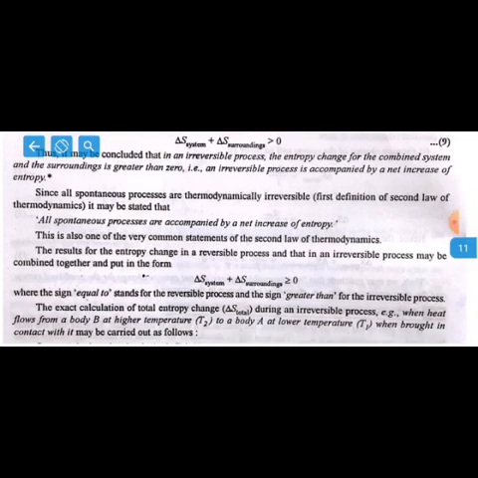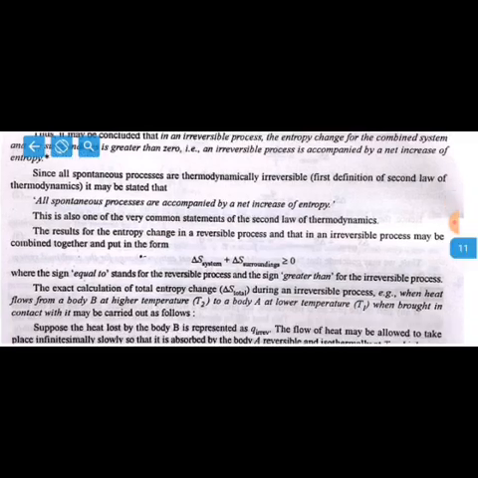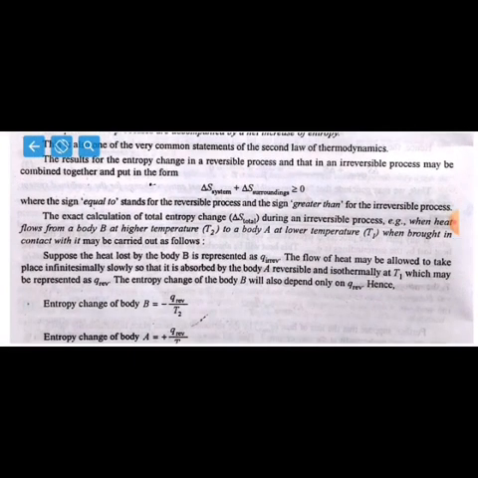Since all spontaneous processes are thermodynamically irreversible, the second law of thermodynamics may be stated as: all spontaneous processes are accompanied by a net increase of entropy. This is also one of the very common statements of the second law of thermodynamics. The results for the entropy change in a reversible process and in an irreversible process may be combined together and put in the form delta S system plus delta S surrounding is greater than or equal to 0, where the sign equal to stands for the reversible process and the sign greater than for the irreversible process.